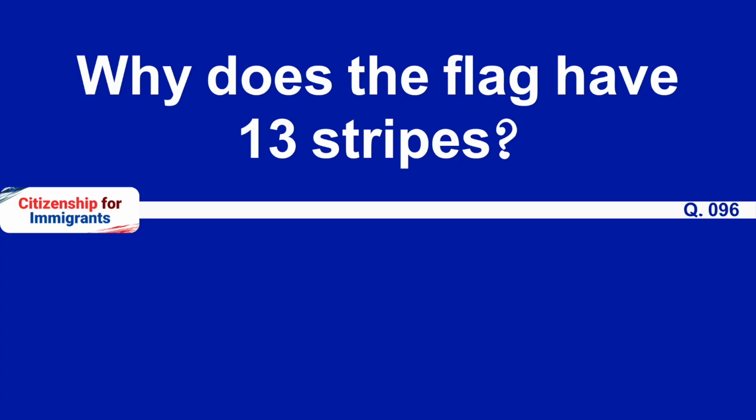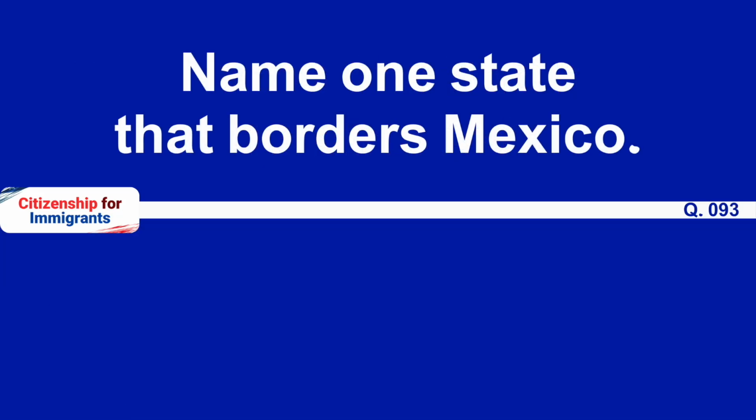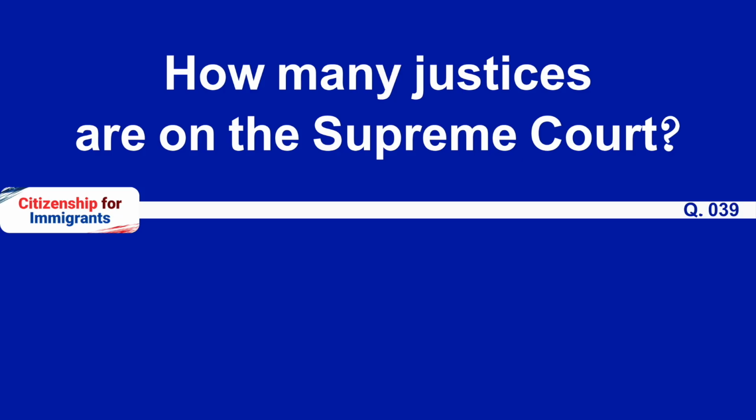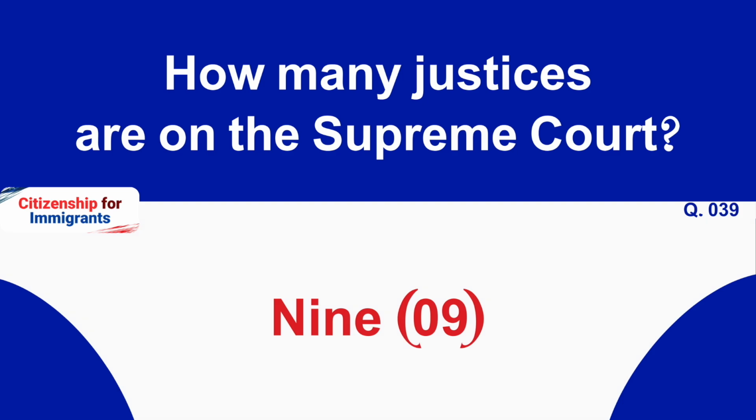Why does the flag have 13 stripes? Because there were 13 original colonies. Name one state that borders Mexico. California. How many justices are on the Supreme Court? Nine.